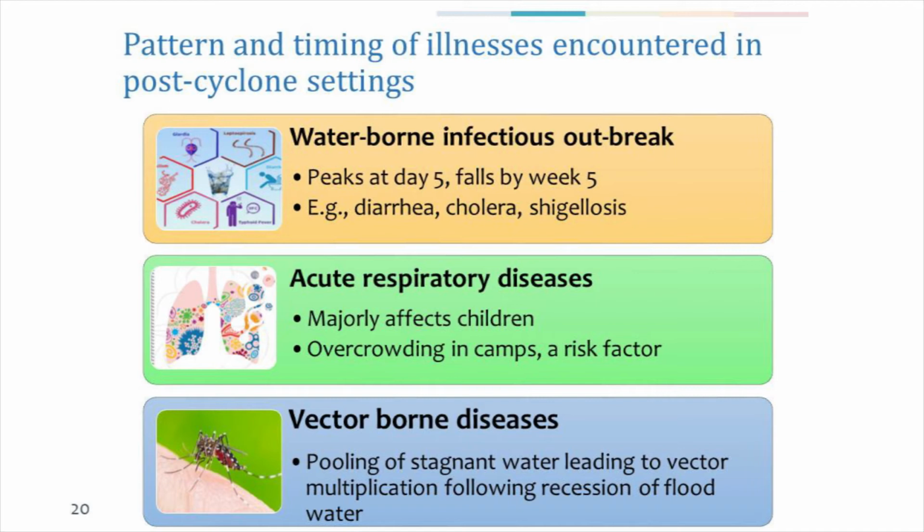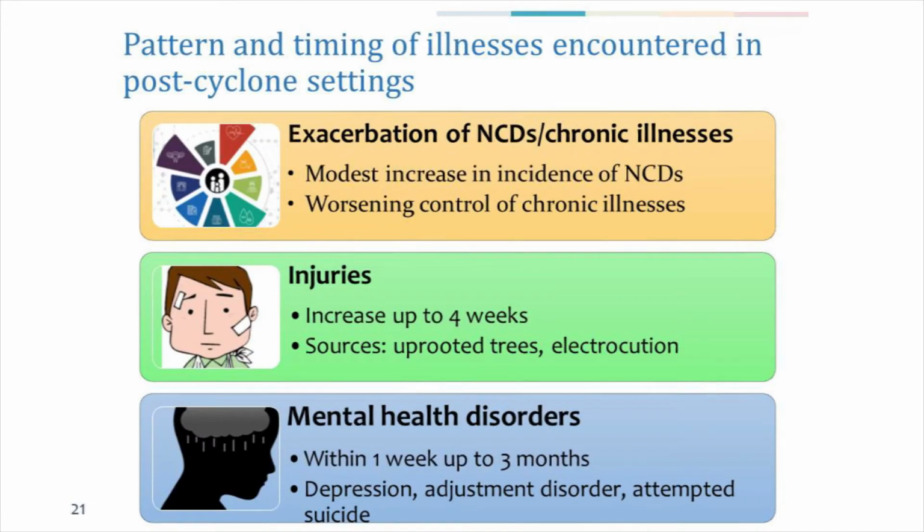Acute respiratory disease is one of the commonly seen post-cyclone effects. This majorly affects the children. The risk could increase if there is overcrowding, such as being in camps, temples, etc. Third could be vector-borne diseases. Once there is recession of floodwater, there will be pooling of stagnant water, which will lead to vector multiplication and hence cause vector-borne diseases such as malaria. We can also see exacerbation of NCDs and chronic illnesses. You could see a modest increase in incidence of NCDs and worsening control of chronic illnesses.